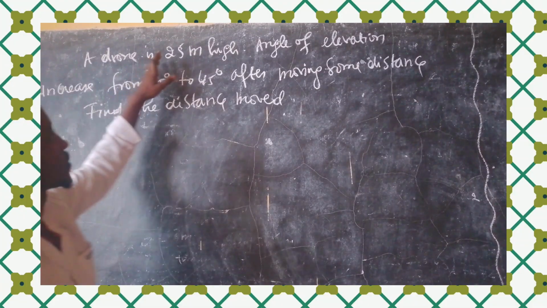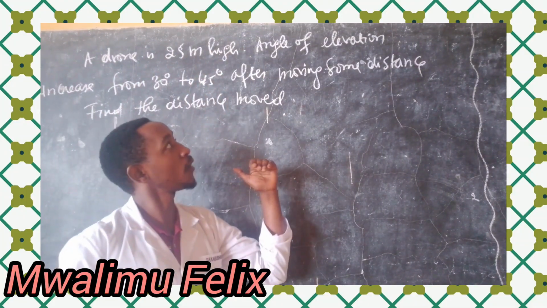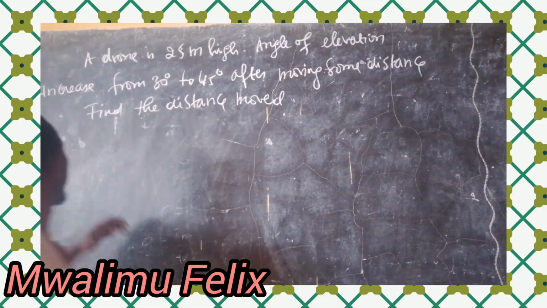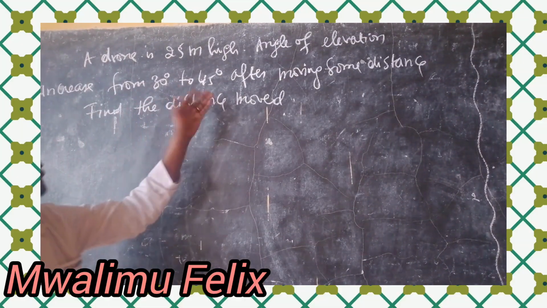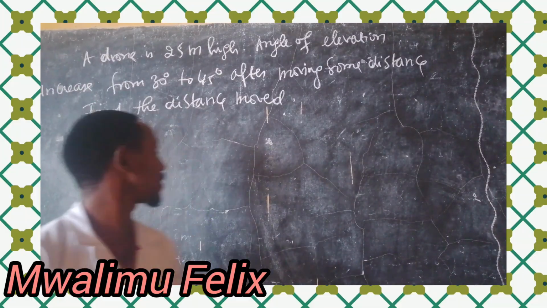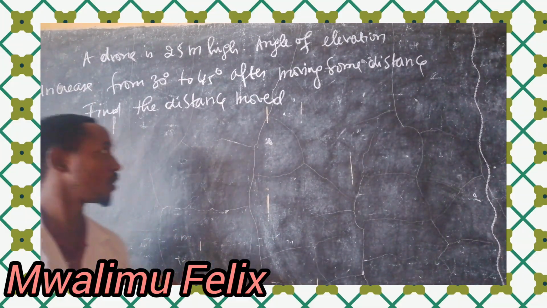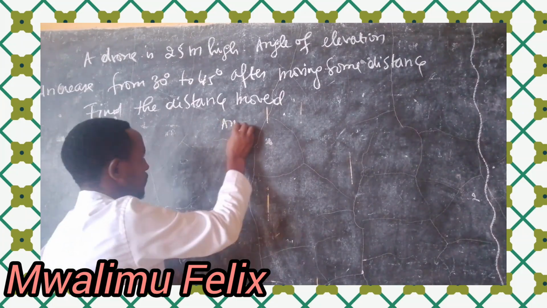A drone is 25 meters high. The angle of elevation increased from 30 to 45 degrees after moving some distance. So, the further distance moved, this is the question. What is the answer to that question?